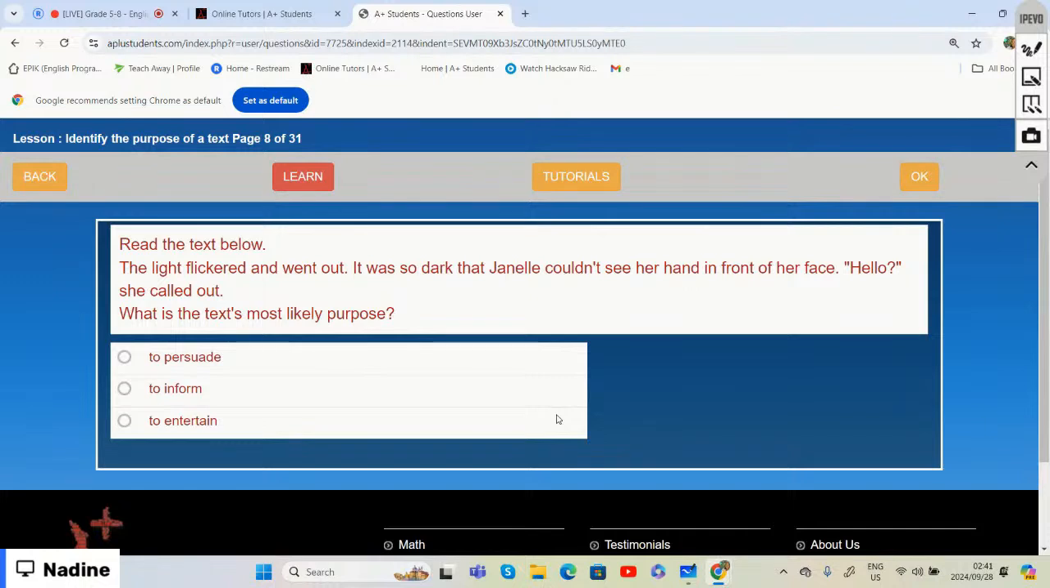All right, the light flickered and went out, meaning it went off. It was so dark that Janelle couldn't see her hand in front of her face. So the light flickered and went out. It was so dark that Janelle couldn't see her hand in front of her face. Hello, she called out. Is that to persuade, to inform?